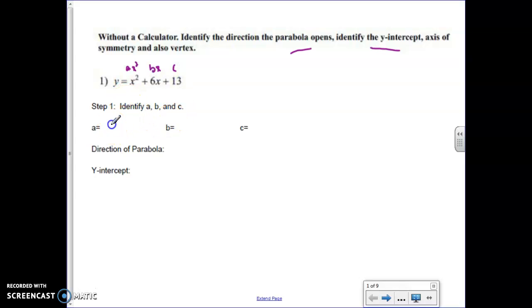So in this case, I have a 1 in front of the x squared, I have a 6, and I have a 13, which makes it c. So a is 1 because there's a 1 in front of x squared. There's a positive 6 in front of x, so that's what b is. And then c is going to be positive 13.